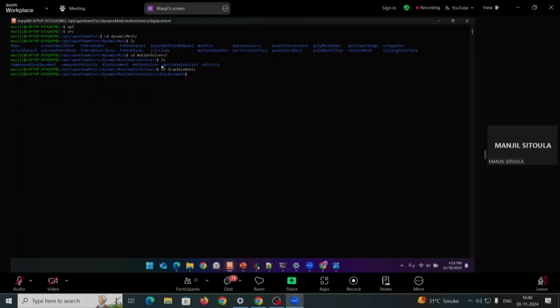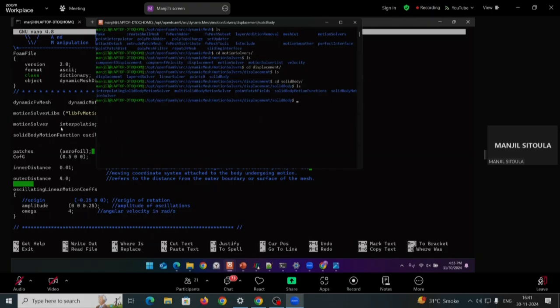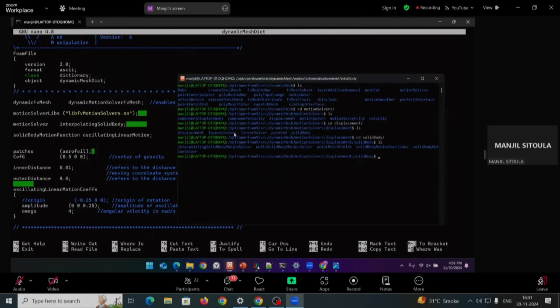In the displacement solver, we have the solid body solvers. If we go to the solid body solver, we can see the interpolating solid body motion solver. We have used this solver in our dynamic mesh file, the interpolating solid body. And if we go inside the interpolating solid body, we have the source codes available.